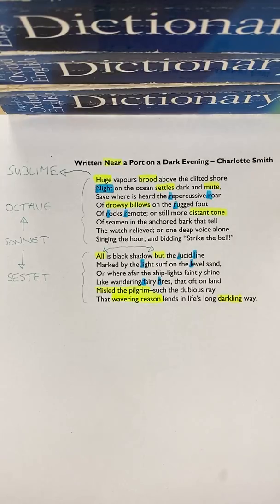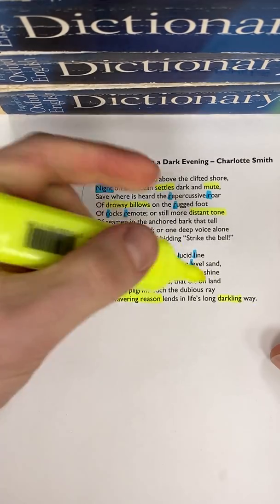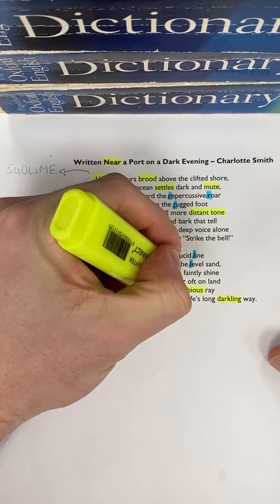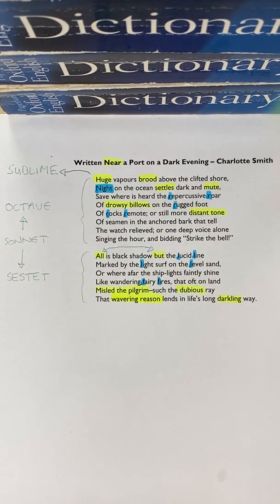And indeed, in the final two lines, she says, "Such the dubious ray that wavering reason lends in life's long darkling way." And so now she's saying that actually the dubious ray of wavering reason. So dubious is an interesting word. It suggests that it's something that's not really properly legitimate or valid or worthwhile. If it's a dubious ray, it's not necessarily to be trusted. That wavering reason lends in life's long darkling way.